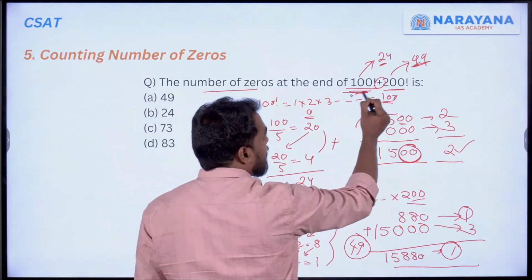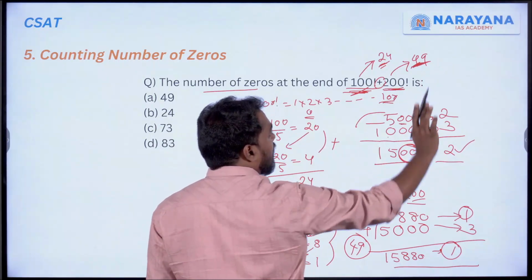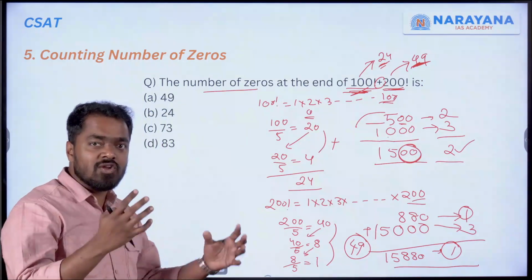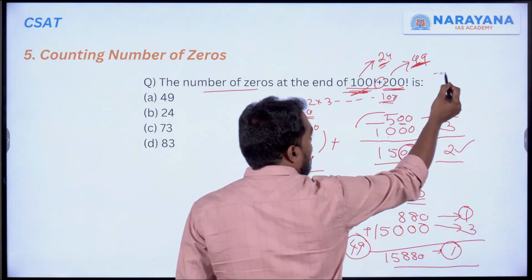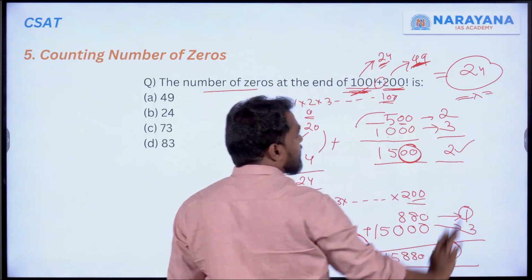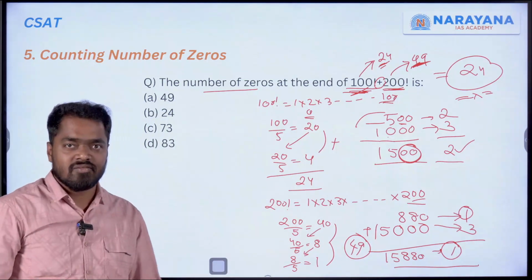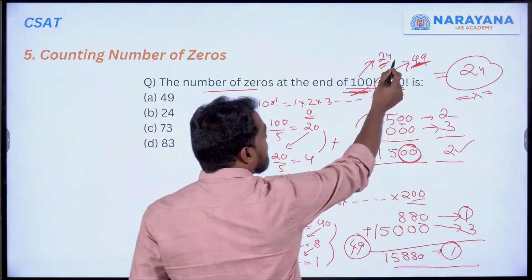So in the first product there are 24 zeros. In the second product there are 49 zeros. But when you add both, you will get the smallest number only. So the answer will be 24 zeros. You should not add 24 and 49; take whichever is the smallest. If you multiply, you can multiply these two.